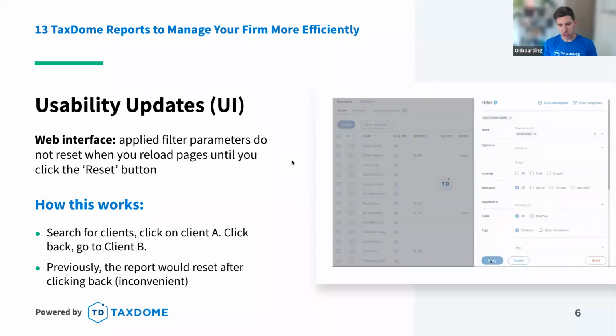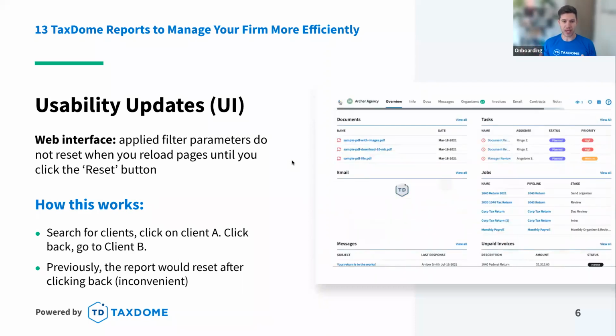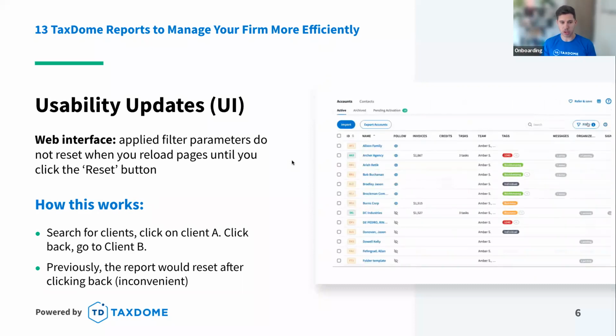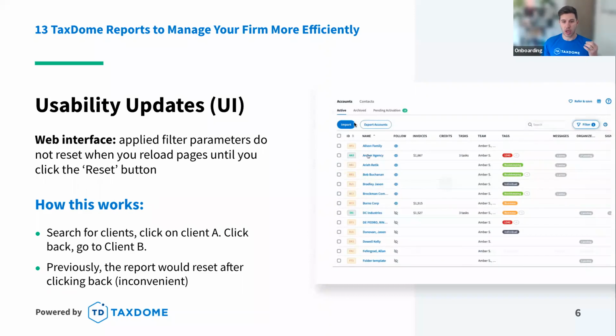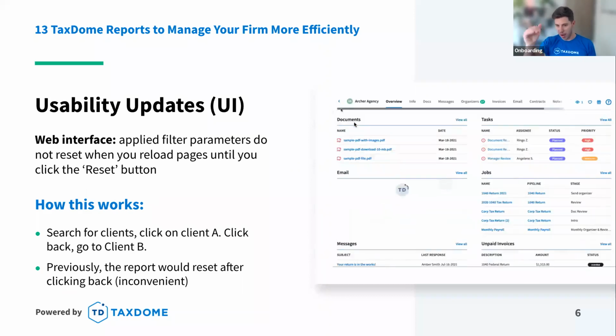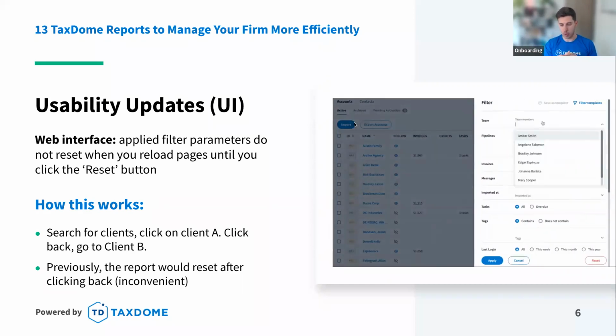Now, as you're seeing on the screen, when you go into an account after you've applied a filter and you click back, that filter will stay intact. So let's say you filtered for, as you're seeing here, clients of Amber Smith. You're going to see that here every time you go back. It's not going to drop the filter. The filter is going to stay there until you click the reset button at the bottom right corner, as you're seeing there.